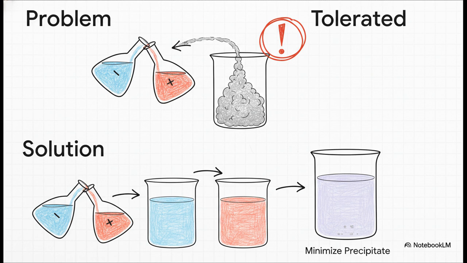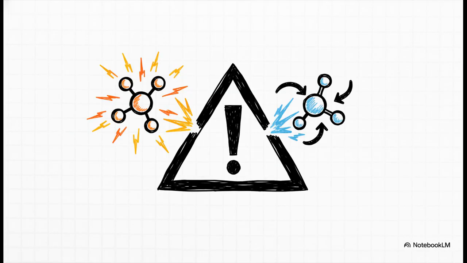So what's the fix? This is a perfect case for a tolerated solution. We don't change the ingredients. Instead, we change the process. We dissolve each ingredient in half the water first, and then we slowly mix those two dilute solutions. This simple trick minimizes that nasty precipitation. Pretty clever, right? All right, ready for something a little more explosive?